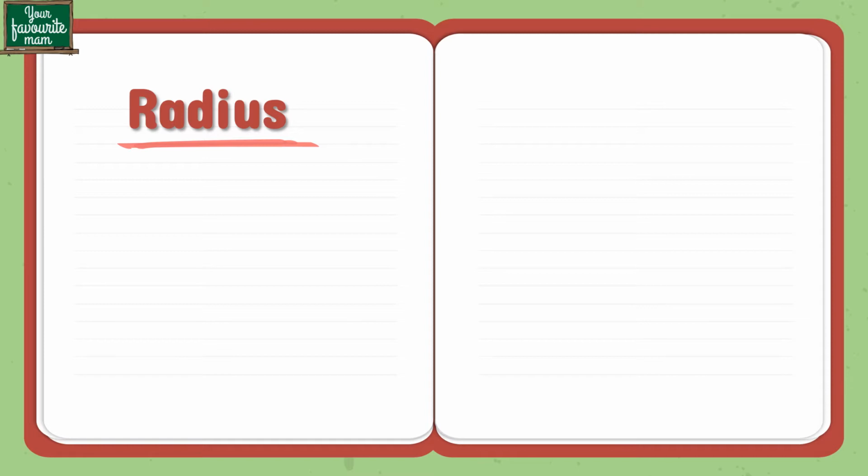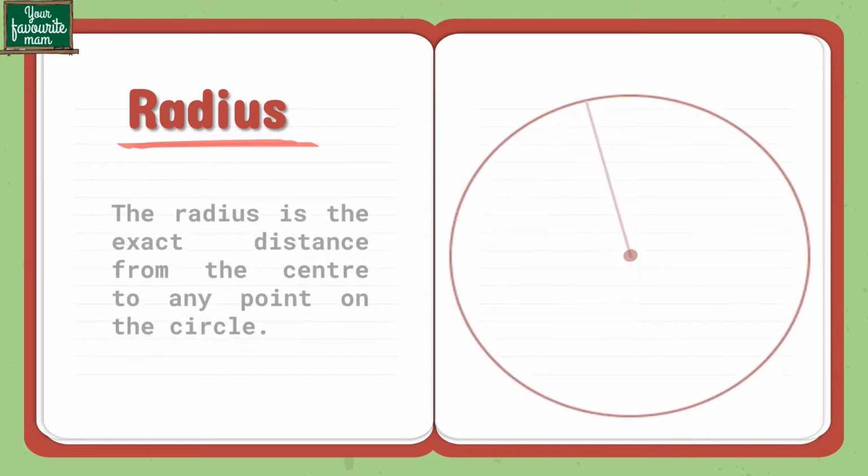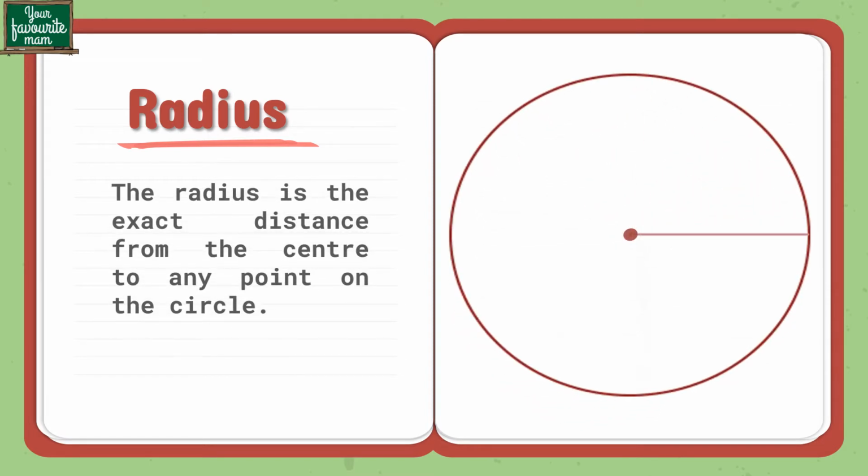The first one is radius. The radius is the exact distance from the center to any point on the circle. So it is a straight line that joins the center of the circle to the inside edge of the circle. It can be in any direction, but any line that is joining the center of the circle with the circle is called the radius.